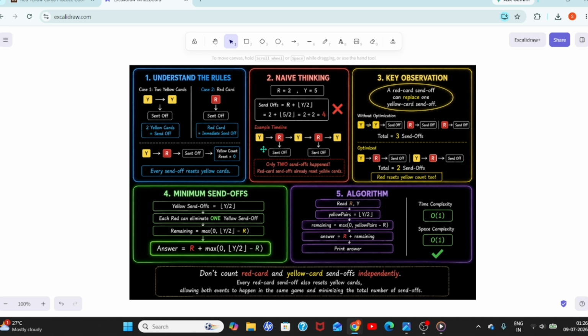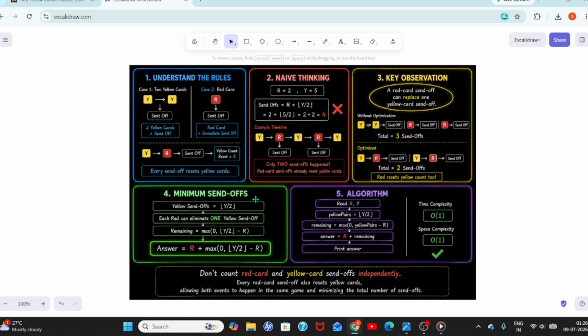Let's take one more example. Here we have 3 yellow cards and 2 red cards, and we are again arranging them in an alternate manner. First yellow card, red card, sent off, again the first yellow card, no sent offs. Red card, sent off, and then the first yellow card, no sent off. So here it is only 2 sent offs instead of 4, right?